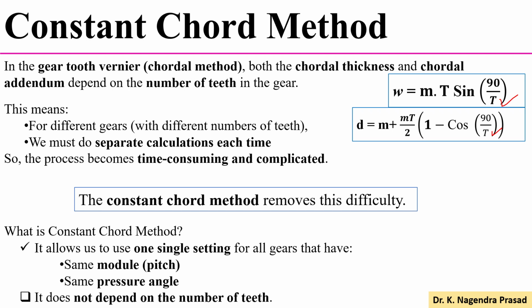The constant chord method allows the use of one single setting for all gears which have the same module and same pressure angle. So in the constant chord method, we use only a single setting, which is suitable for all the gears, provided they have the same module and the same pressure angle. The constant chord method does not depend on the number of teeth.